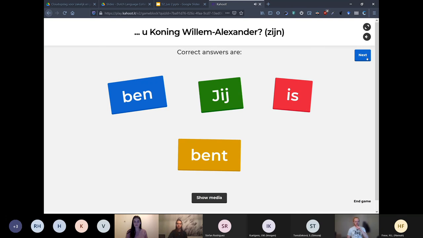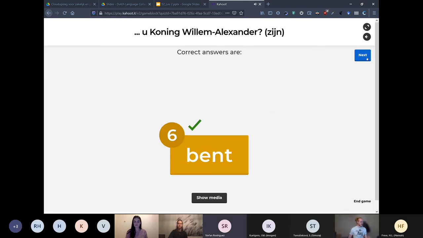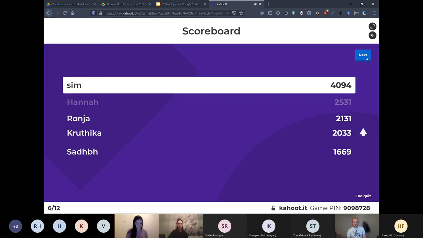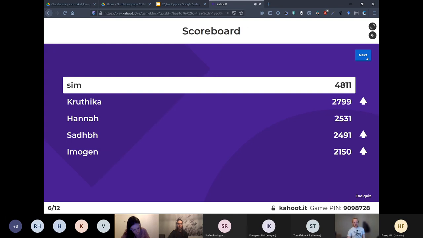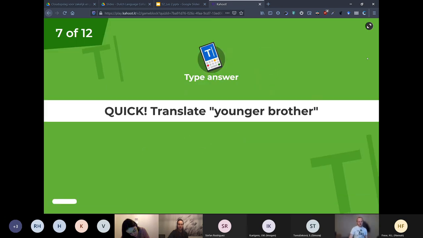Bent. Ooh, which one is it? It is bent. Six of you got it correct. Nice. Bent u koning Alexander. Yes. In u, the t does not drop. Good job, those who spotted that. Ooh, good. Climbing. But Sim still strong number one.